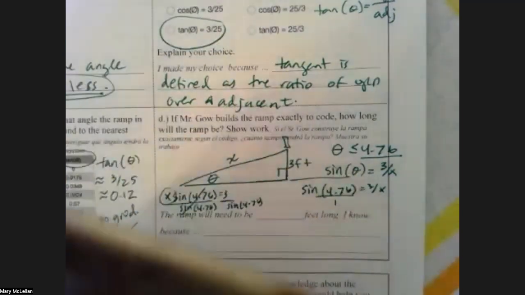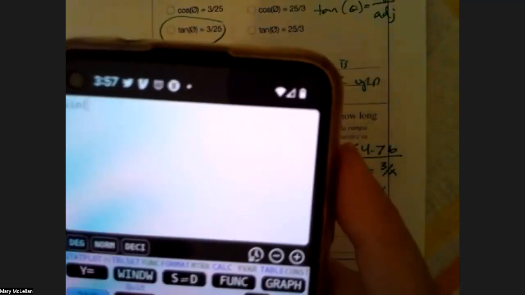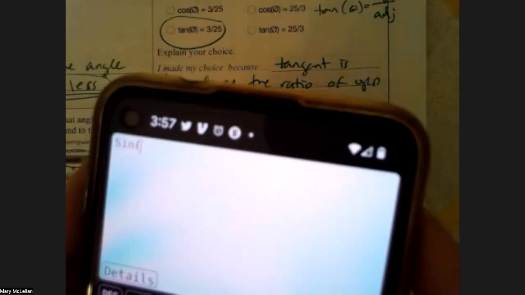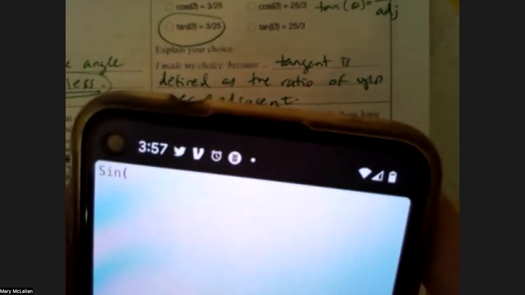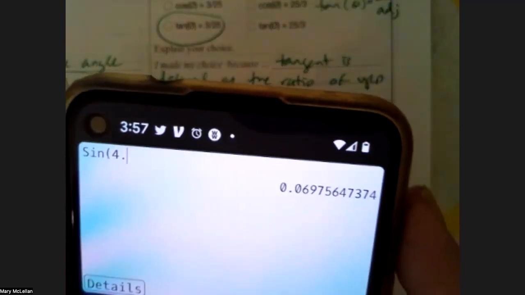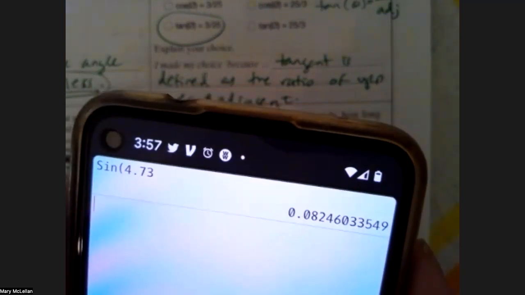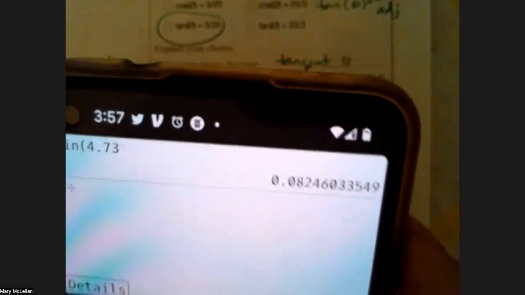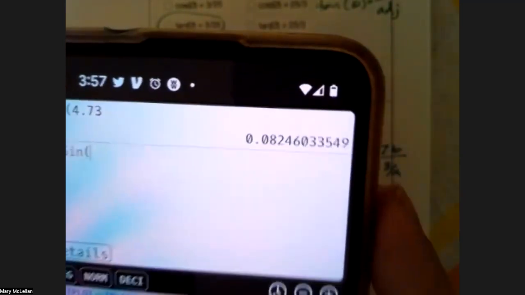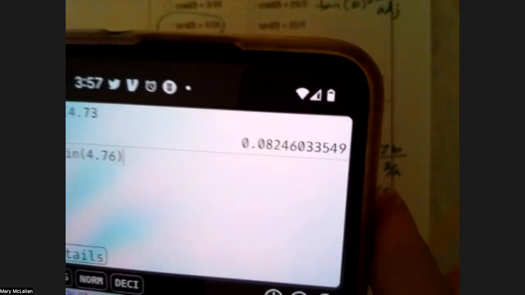So let's put it in our calculators. Sine of 4.76 is that number, and I need to do 3 divided by that number. So 3 divided by sine of 4.76 degrees is about 36 feet. So the ramp needs to be about 36 feet long.